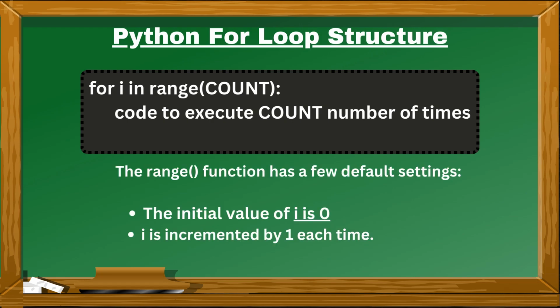The range function has a few default settings. The initial value of i is 0. i is incremented by 1 each time the loop runs. This means if you want to execute a block of code a specific number of times, you use the for loop with the range function to control how many times the loop runs. Let's see this in action.